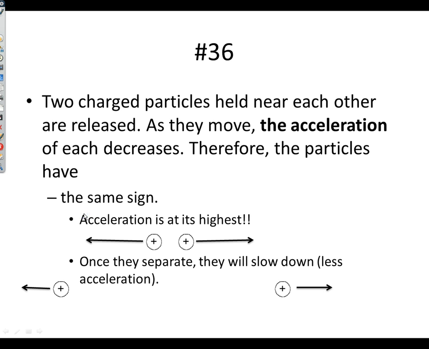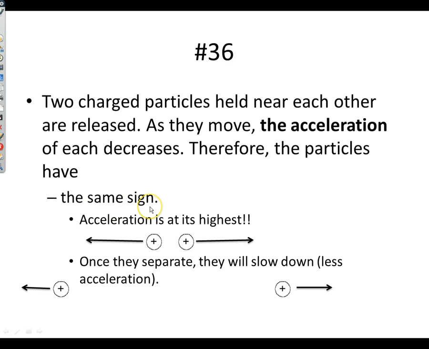Number 36, two charged particles are held near each other and released. As they move, the acceleration, notice the term is changed again, of each goes down. Therefore, the particles have, and they would have to have the same sign. If they have the same sign, acceleration is the highest when they're closest together. Then when you let go, they do move apart, but they slow down as they move apart. Initially, they get a really high speed, and then they slow down. Once they separate, they'll slow down, they'll have less acceleration. So they actually have the same sign.